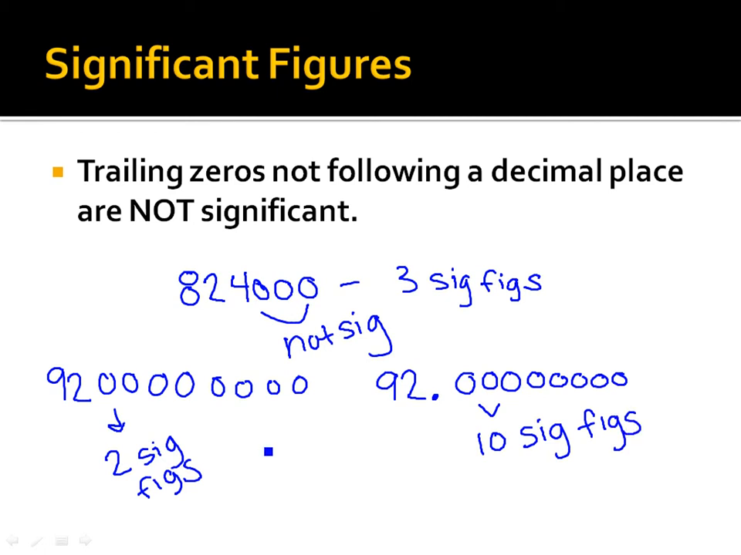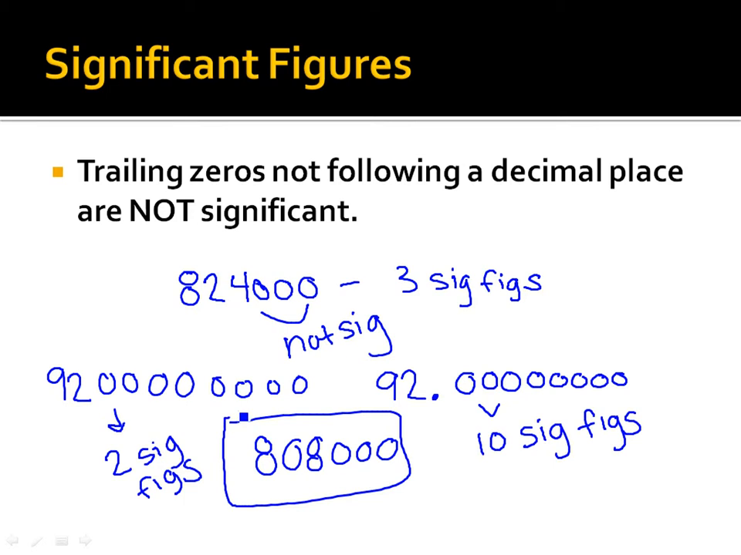Let's look at 2 more examples. Let's look at this number here. We've got 2 non-zero digits. We know they'll be significant. And now we have to classify our zeros. We have 1 zero that's sandwiched between 2 non-zero digits, so we know that it is significant. And then we have 3 that are trailing zeros that do not follow a decimal place. Therefore, they're not significant. So we would only have 3 significant figures.